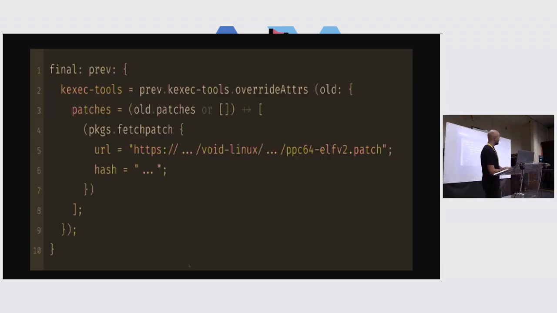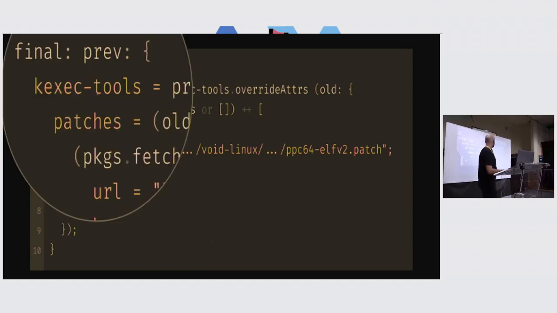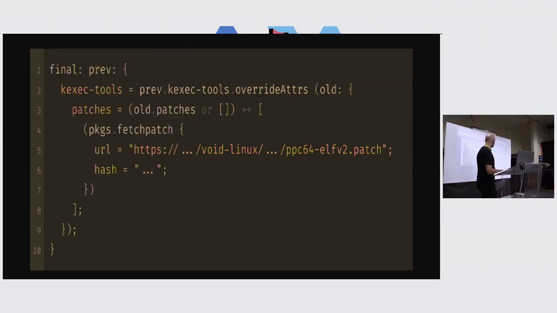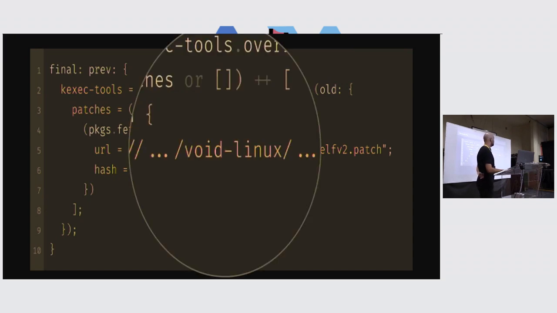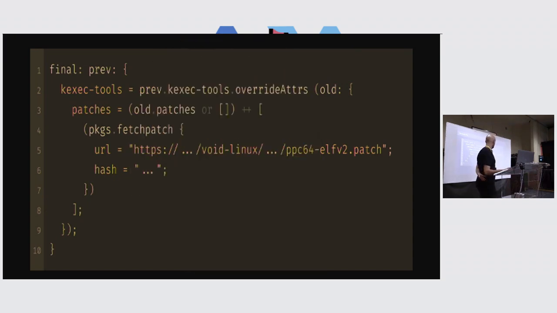Well, in my project, I have an overlay in which I can say that, for example, the kexec-tools that is going to be used in my system packages is the previous kexec-tools, but I'm going to override its attributes and modify the patches attribute, and I'm going to fetch the old patches that were pre-applied, or the empty list if there's no patches. And the patch that I'm going to be adding is a patch fetched from the Void Linux project. And I think it's pretty readable. I think it's pretty understandable what I'm doing here. And of course, I'm going to be adding a little comment explaining the situation.